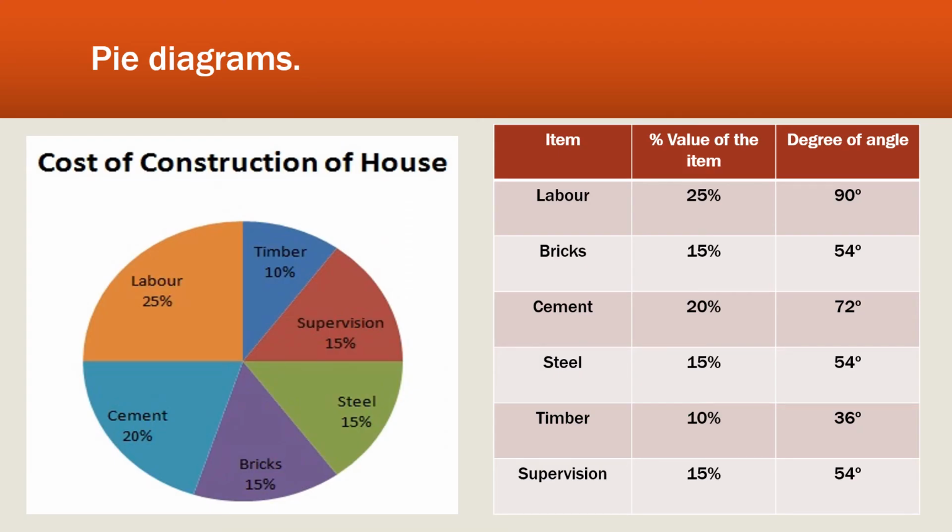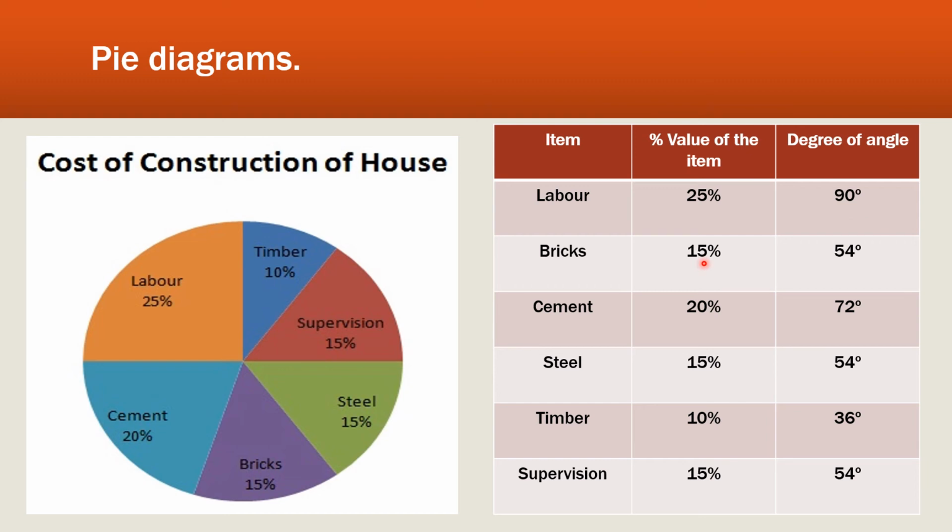Consider that we are studying the expenditure on construction of a house on various items or aspects like labor, bricks, cement, steel, timber, supervision. So the percentage values are given to you. You have to convert it to degrees. And how do you do that? Again, 25 upon 100 into 360 will give us 90 degrees.